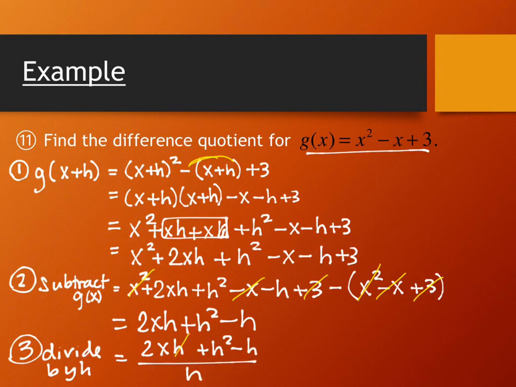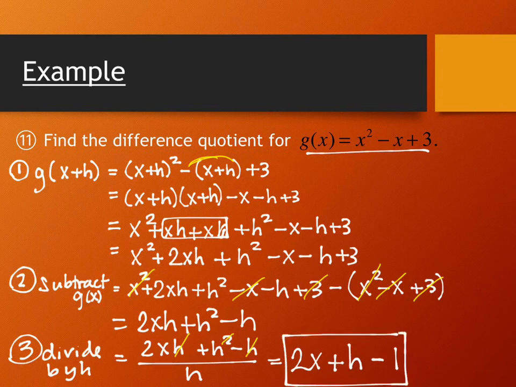So this h cancels, one of the h squared h's cancels, and the h at the end cancels. So I have 2x at the beginning. In the middle, I had h squared, so now I have h. And at the end, the negative h divided by h is 1. Don't make it 0. It's an easy mistake to make. It is 1. And then we would be finished with the problem.